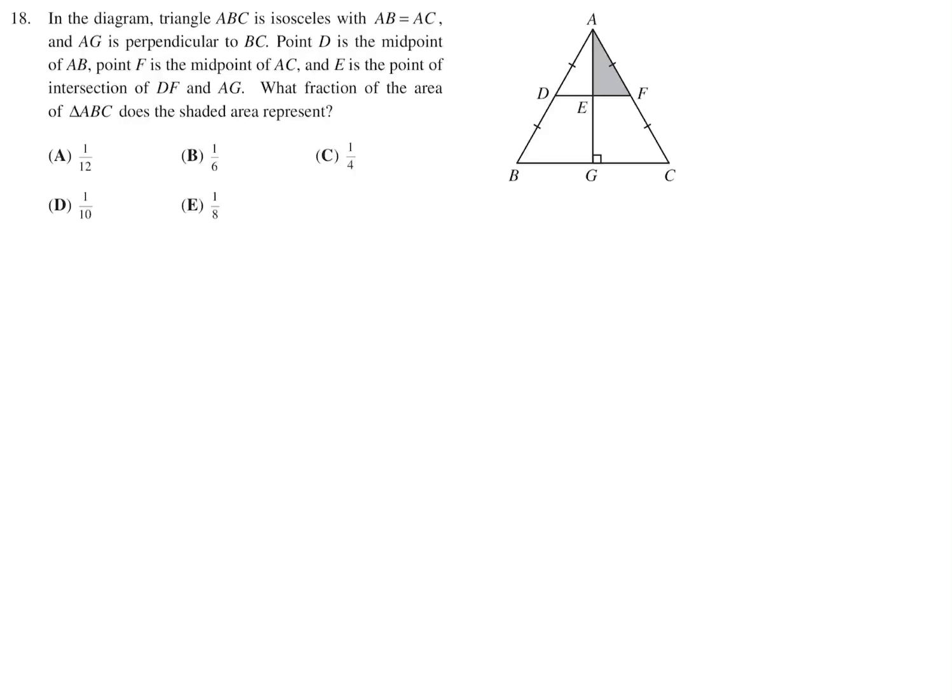In the diagram, triangle ABC is isosceles with AB equal to AC and AG is perpendicular to BC. Point D is the midpoint of AB. Point F is the midpoint of AC. And E is the point of intersection of DF and AG. What fraction of the area of ABC does the shaded area represent?